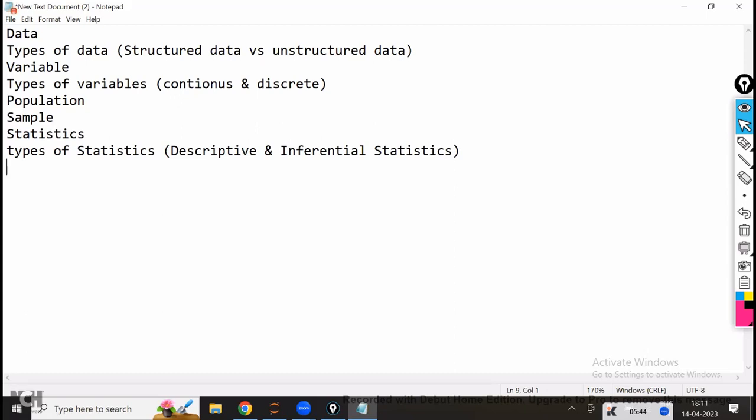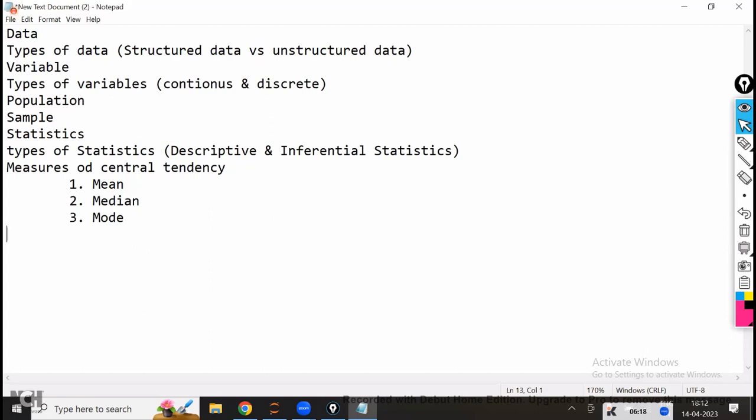Next, within descriptive statistics, we saw the different types of variables, continuous and discrete. Next, we discussed the measures of central tendency. Within that, one is the mean, which means the average value. The second is the median, which means the centermost value. The third is the mode, the most repeated value.